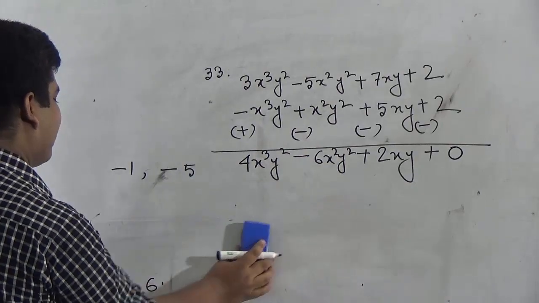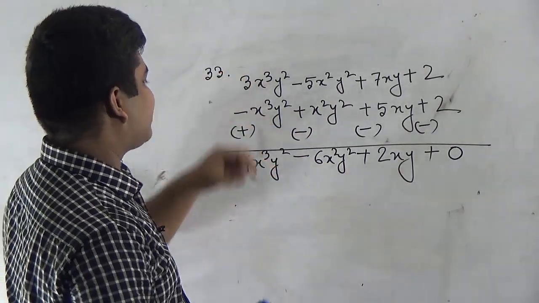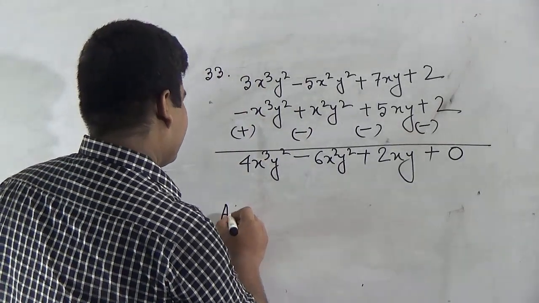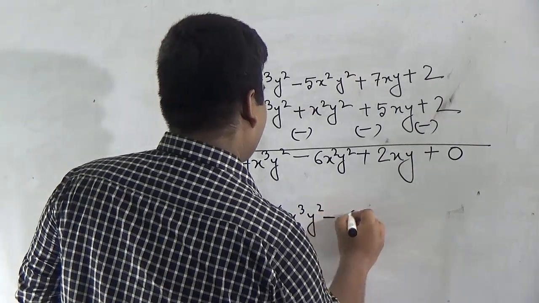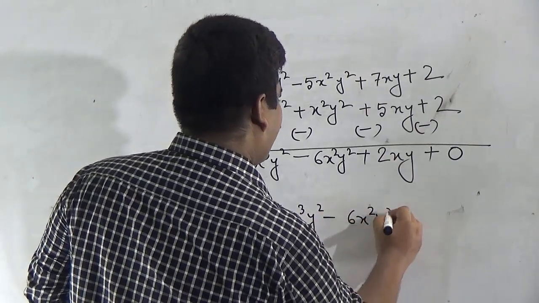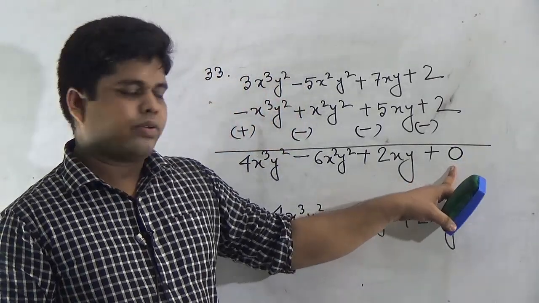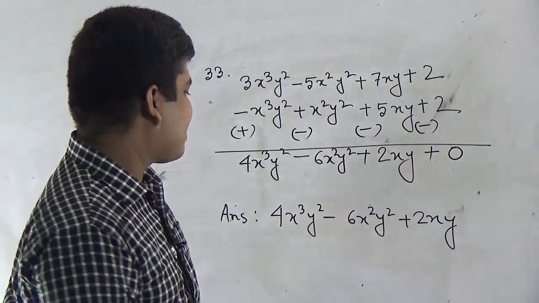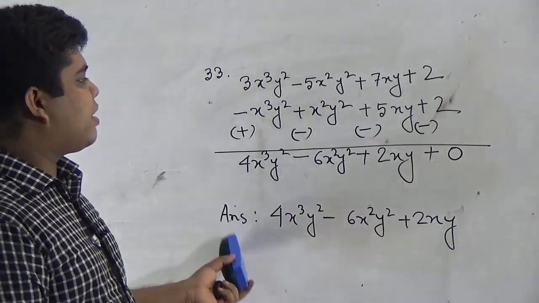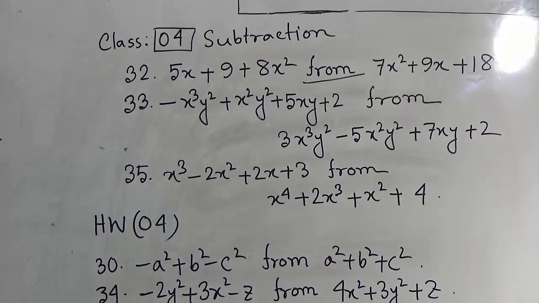I hope you have understood how to subtract this number from this number, and we get the answer: 4x cube y square minus 6x square y square plus 2xy. We need not write 0. If you don't write 0 here, then it will be okay. Okay. So our question number 33 is done. Next we shall solve question number 35. Now I erase question number 33.